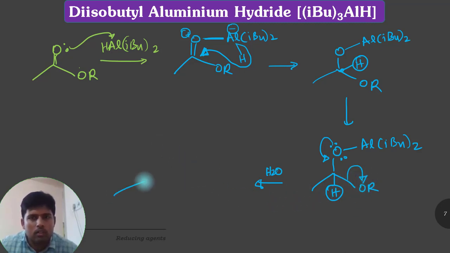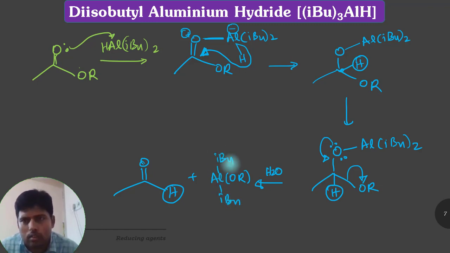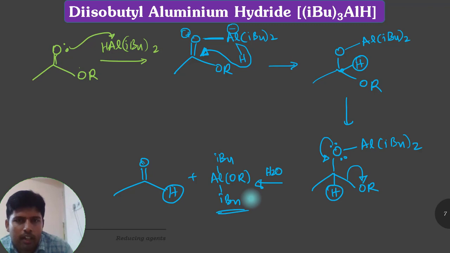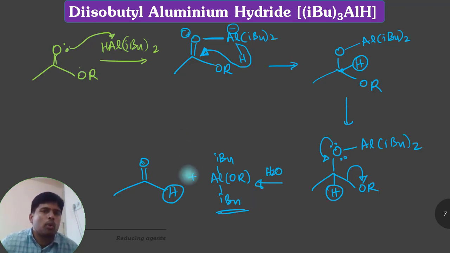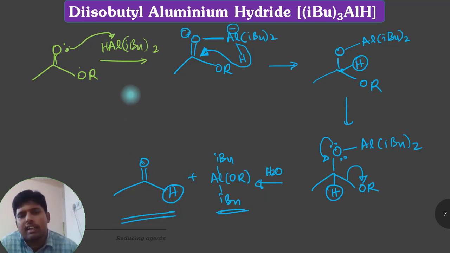H double bond O plus Al OR IBU. So this will further undergo hydrolysis, but we are not discussing that hydrolysis part here. We have got only aldehyde here. It's important. So from ester we have got aldehyde. So this is using one equivalent.